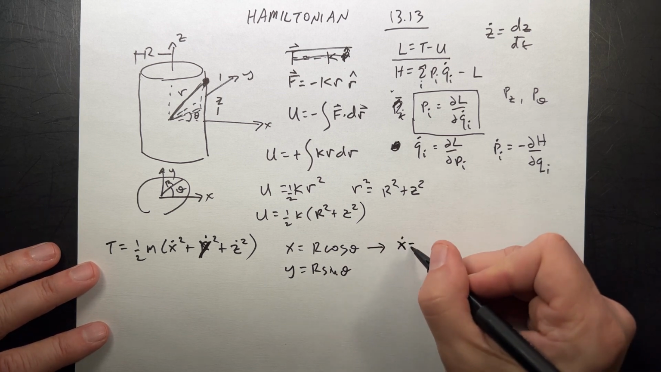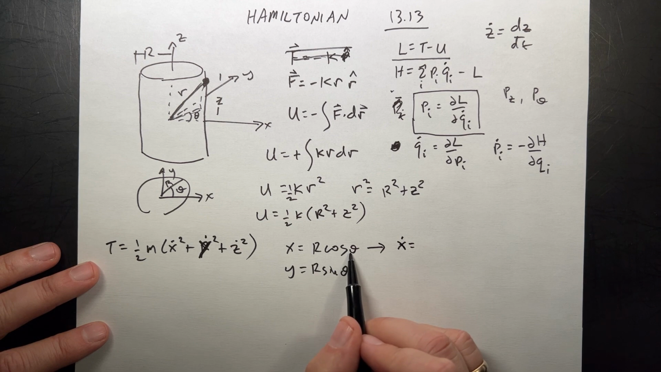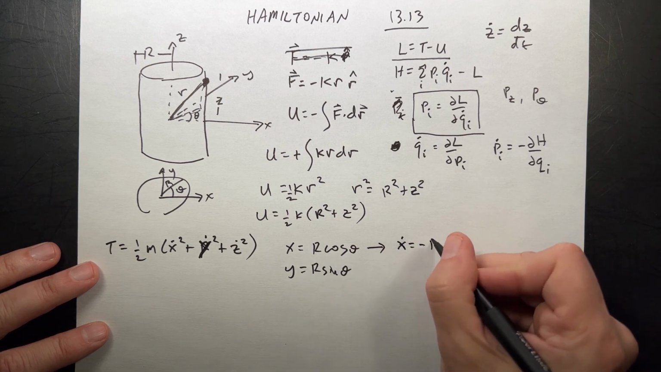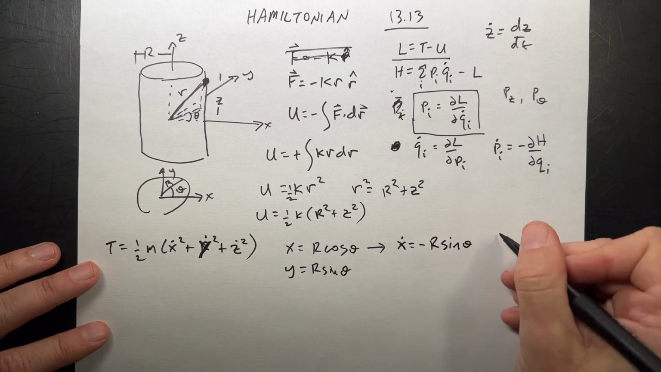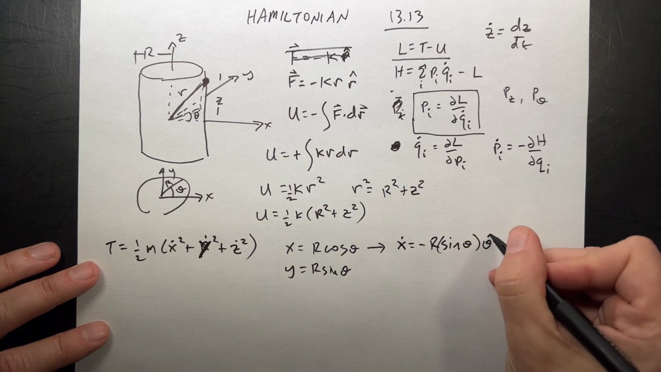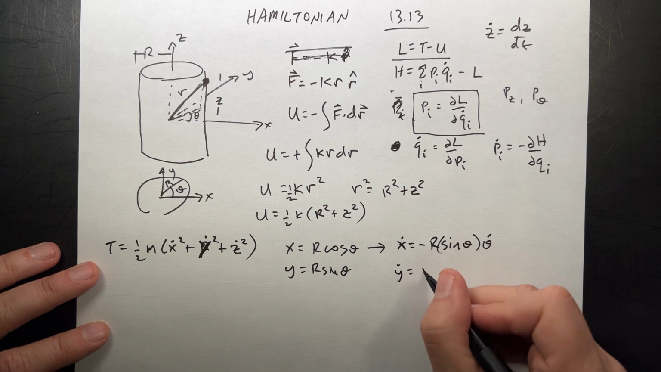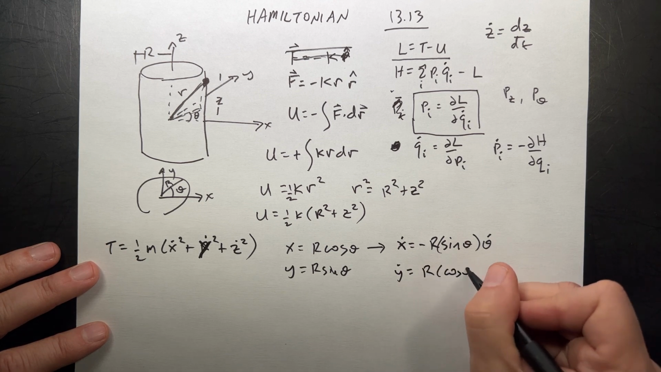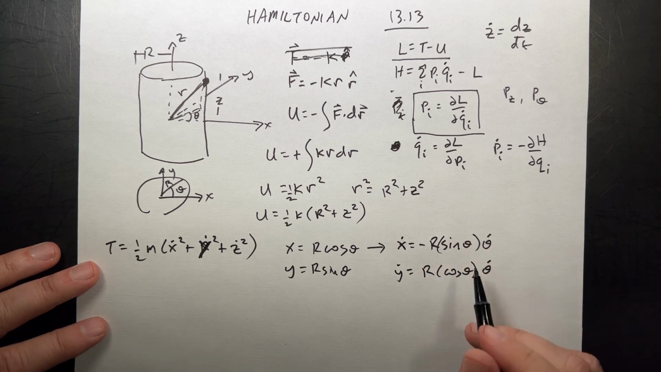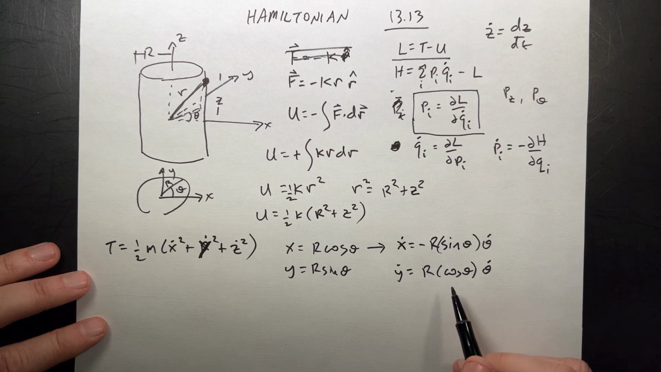x dot is going to be, the only thing that changes with time is theta. So this is going to be negative r sine theta, theta dot. y dot is going to be equal to r cosine theta, theta dot. Now, if I square these and add them together, that's pretty easy, right?